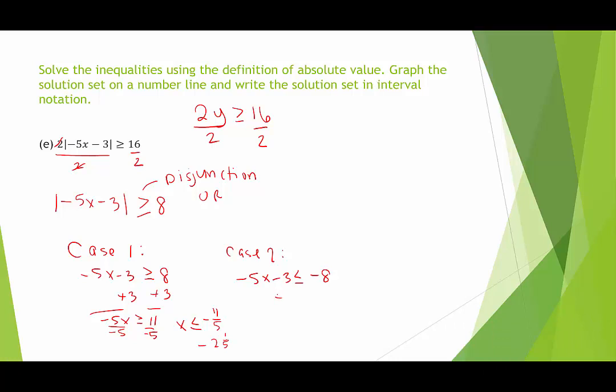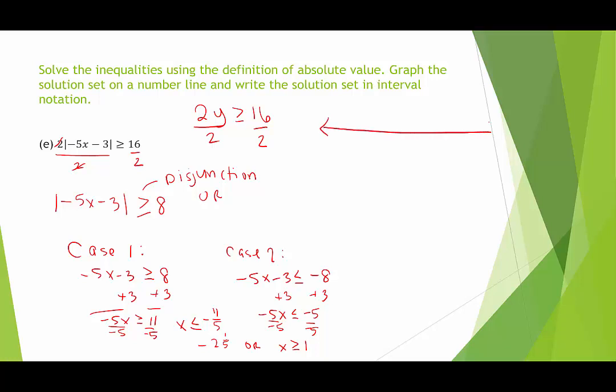For case 2, we're going to add 3 to both sides. That's going to give me negative 5x is less than or equal to negative 5. Divide both sides by negative 5, and again, I'm dividing by a negative, so that inequality symbol is going to flip around. Negative 5 divided by negative 5 is positive 1. So here's the first part of the solution. x is less than or equal to negative 11/5 or negative 2 1/5, or x is greater than or equal to 1.